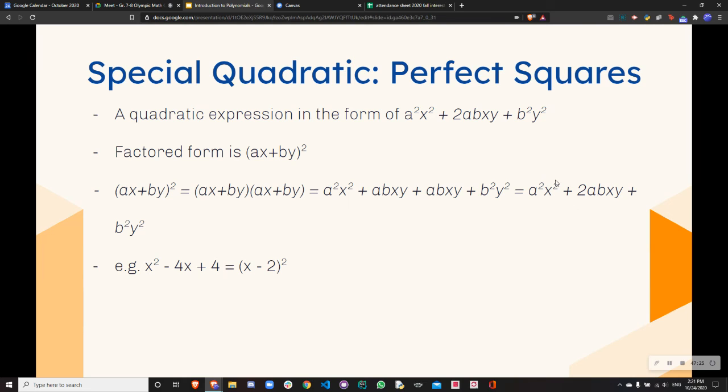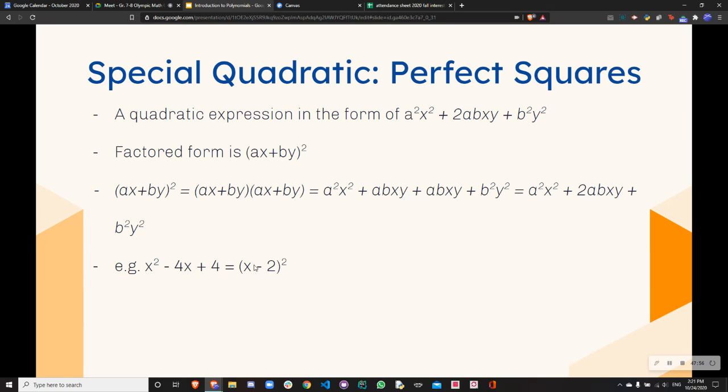And then we're left with a squared x squared plus 2abxy plus b squared y squared. So we can see that this works. And then just to show an example of factoring a perfect square, we have x squared minus 4x plus 4. The factored form of this would be (x minus 2) squared. So we took the square root of x squared to get x, and the square root of plus 4 to get 2.